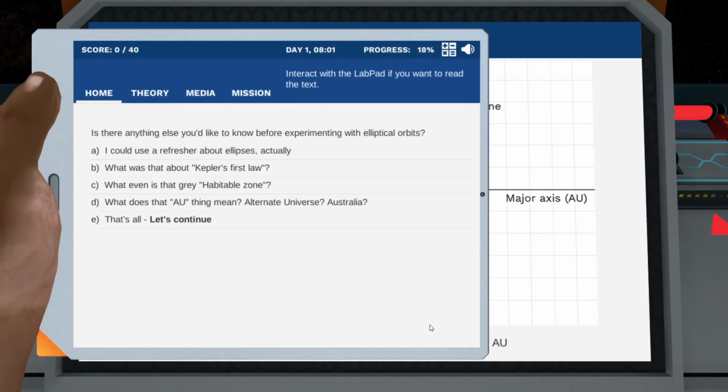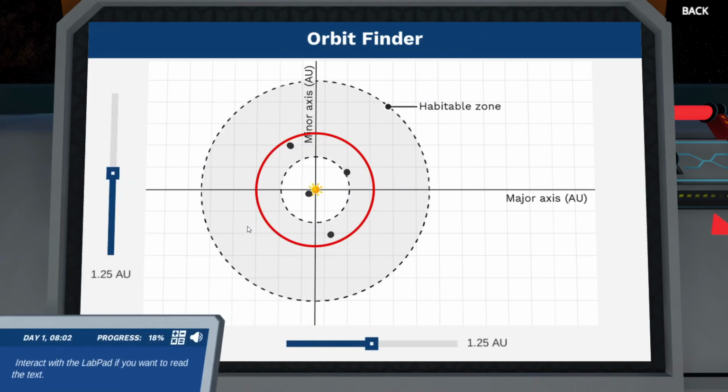Is there anything else you'd like to know before experimenting with elliptical orbits? You can check out the Theory tab on your lab pad at any time to learn more about orbits and ellipses. Match the ellipse to the different orbits. The ellipse will turn green as you approach the orbit of a planet fit for life.